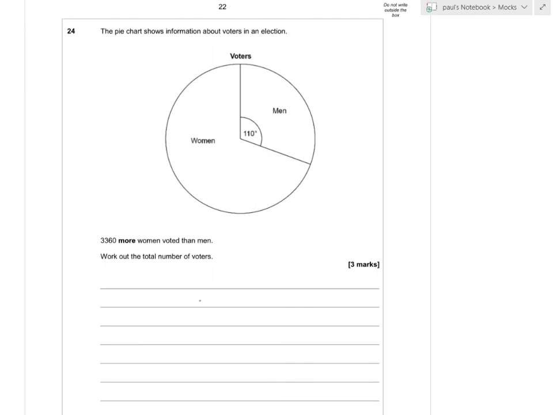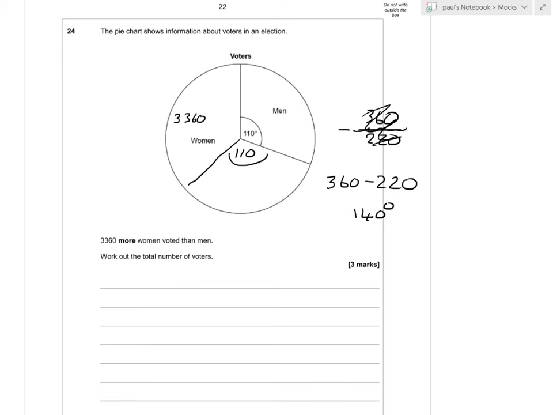Pie chart. Voters in an election. 336 more women voted than men. Work out the total number. So let's do 110. That's the same. So this bit must be the extra 3360 people. So if we do 360, take away 220, which equals 140 degrees. So this extra bit is represented by 140 degrees.